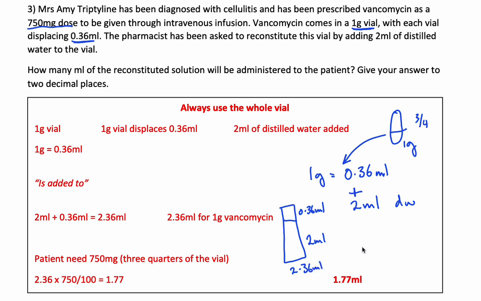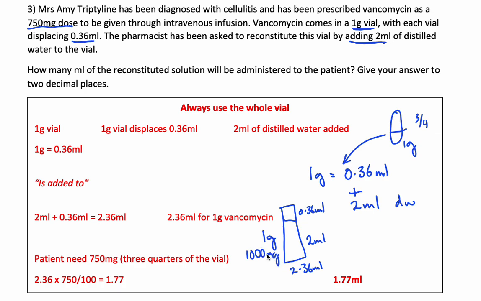Okay? So in this 2.36 milliliters, and remember we've added it because it says adding 2 milliliters, in this whole reconstituted solution, we still have a 1 gram dose. 1 gram, in other words, 1,000 milligrams.